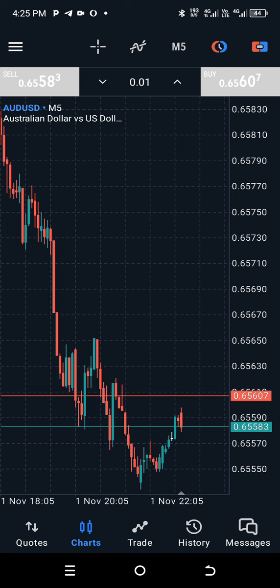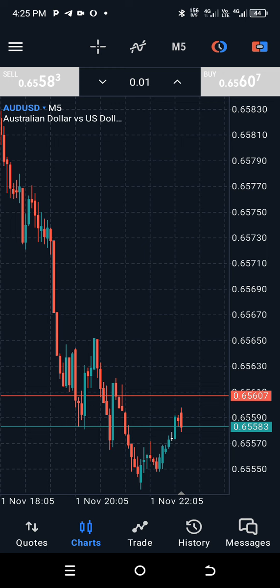So basically we have what we call bullish and bearish. Bullish is a situation whereby the market is moving in an uptrend, going in the upward direction, while bearish is a situation whereby the market is moving in a downward direction, moving in a downtrend. Now we have what we call trend. In the forex market, it basically has three trends: the uptrend, the downtrend, and the sideways.